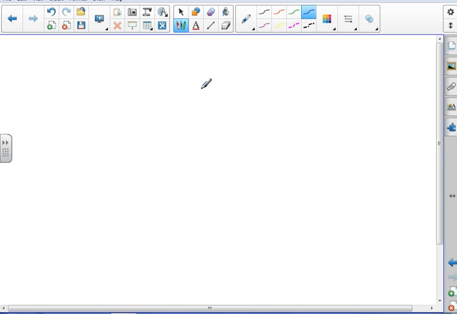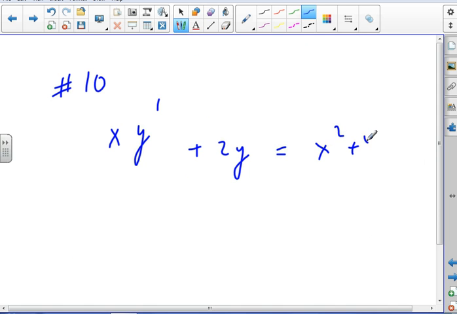We want to do number 10. So I've got x y prime plus 2y is equal to x squared plus 4 cubed. Okay, so I've got the problem written down, right? I'm not in the right form. dy dx is y prime. Yeah, no problem there.